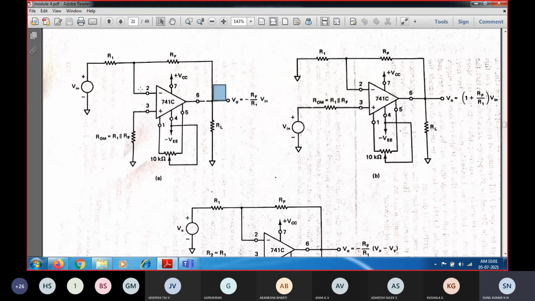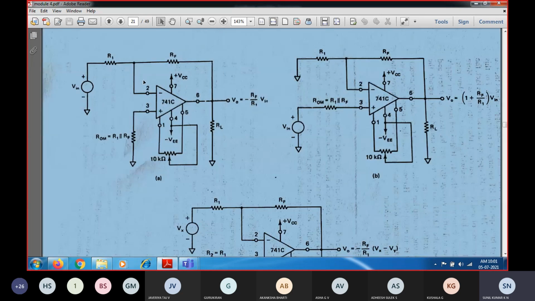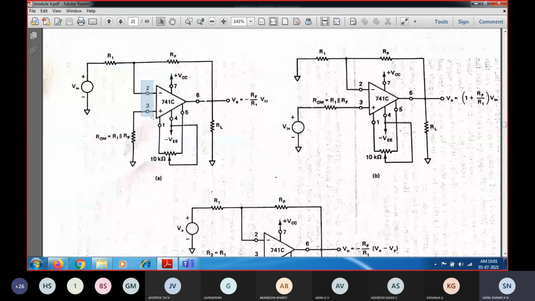Suppose I am not going to apply any input voltage to terminal 2 and terminal 3, and I simply connect the power supply. If there is no voltage applied across the input terminals, you should get the output voltage to be 0. If you are getting any output voltage, then that output voltage is called the offset voltage, because it is not actual, it is a biased voltage.